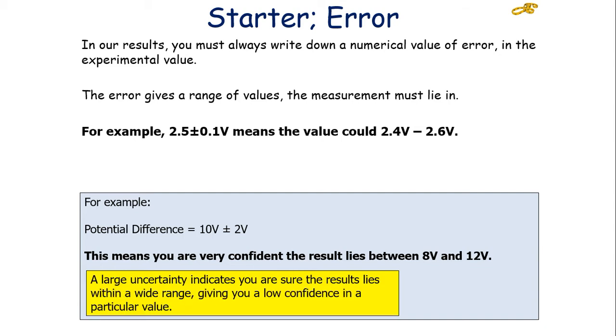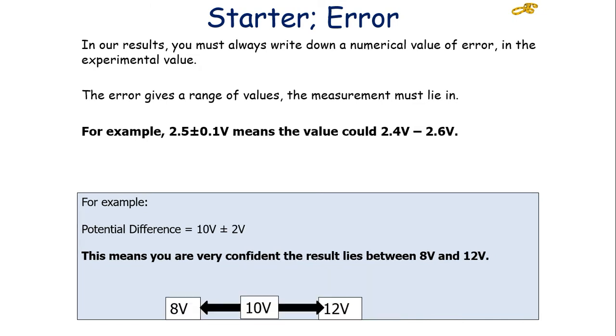Now, a large uncertainty indicates that you are sure the result lies within a wide possible range, which gives you a low confidence in a particular value because you're spreading out the values within which you think it would lie. However, if you have a small uncertainty, this indicates the result lies within a small range of values, which gives you high confidence in a particular value. So, for example, if it's 10 volts plus or minus 2 volts, it will lie between 8 volts and 12 volts. The measured value might be 10 volts, but it could be as low as 8 volts or as high as 12 volts. The actual value lies within the range.